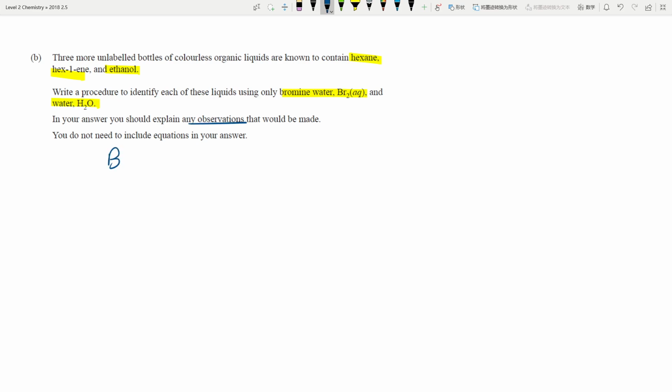So bromine water is the most useful reagent to distinguish alkanes and alkenes. This is what you use bromine water for, because if you have hex-1-ene, this is hex-1-ene.